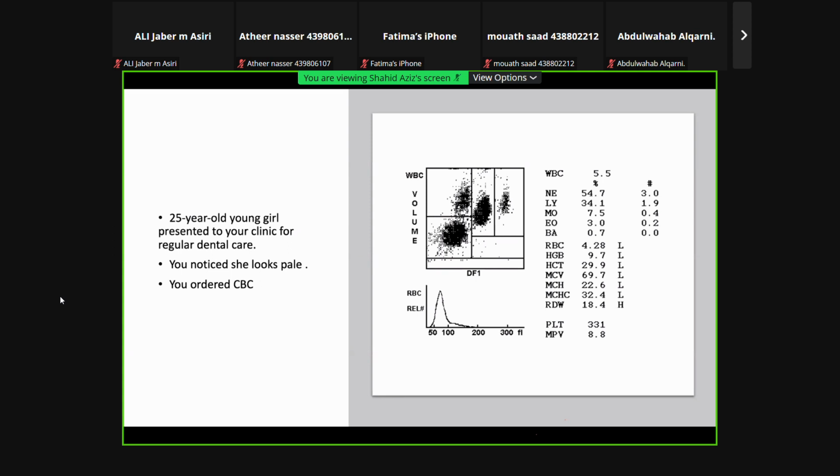The causes of microcytic hypochromic anemia are important, and they are not many, but you should know them. The most important is iron deficiency anemia. Second is thalassemia, especially beta thalassemia. And third is lead poisoning, and fourth is sideroblastic anemia. But out of these, the most common cause of microcytic hypochromic anemia with these values is iron deficiency anemia.